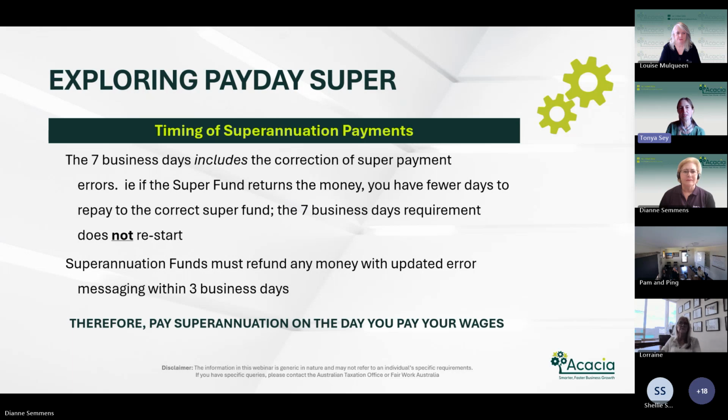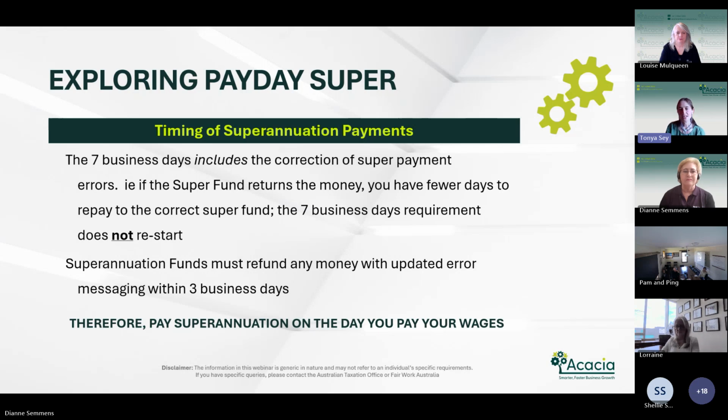Okay. So the 7 business days includes the correction of any super payments, as I said before. If there are any problems, you've got that 7 days to do the initial submission, and the clearinghouse could take 1 to 3 days to deposit it. If there's a query and it doesn't make it there, it gets sent back, and you're cutting into those 7 days. The 7 days does not restart. So make sure, as part of the onboarding of new employees, but also transitioning to Payday Super, that your information is correct now.